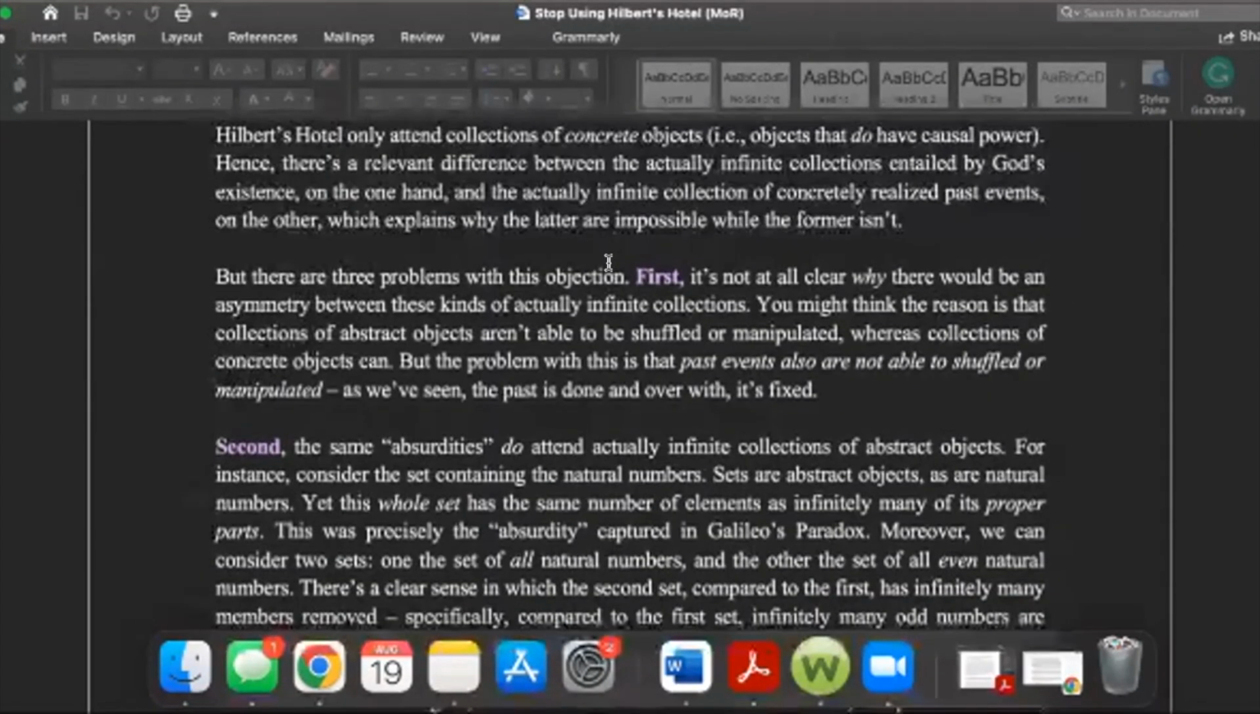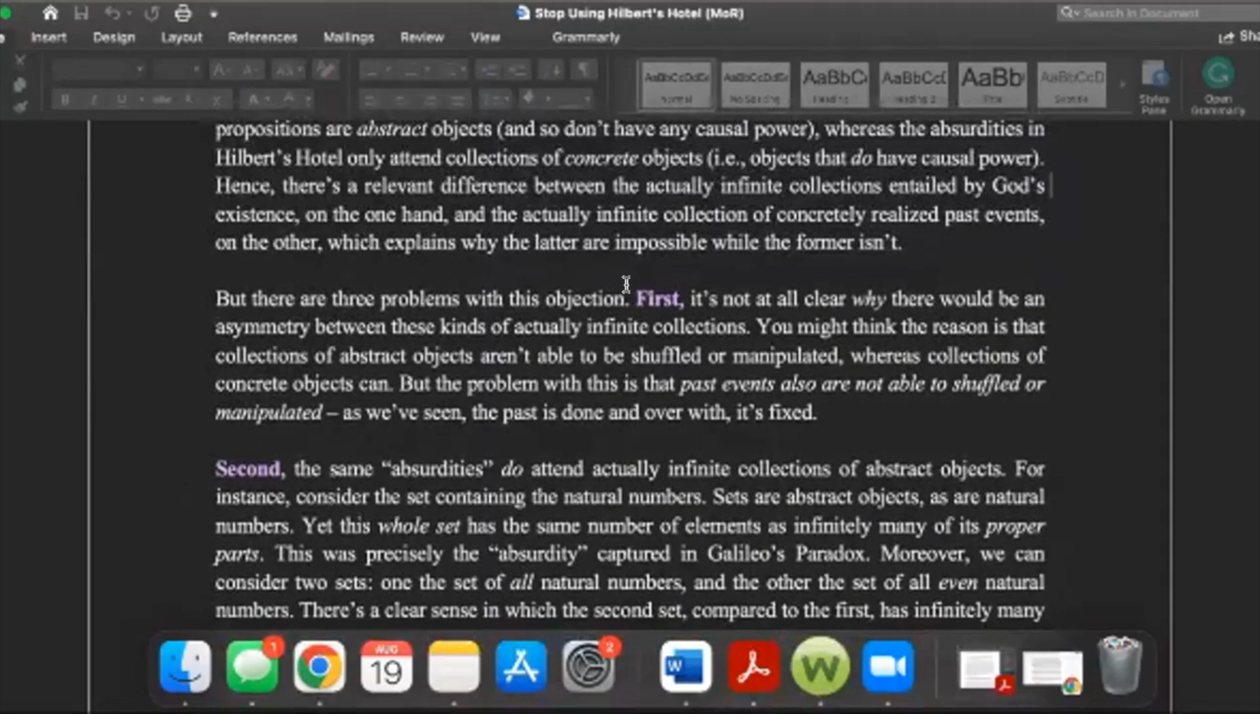But there are 3 problems with this objection. First, it's not at all clear why there would be an asymmetry between these kinds of actually infinite collections. You might think the reason is that collections of abstract objects aren't able to be shuffled or manipulated, whereas collections of concrete objects can. But the problem with this, of course, is that past events are also not able to be shuffled or manipulated, right? As we've seen, the past is done and over with. It's fixed.